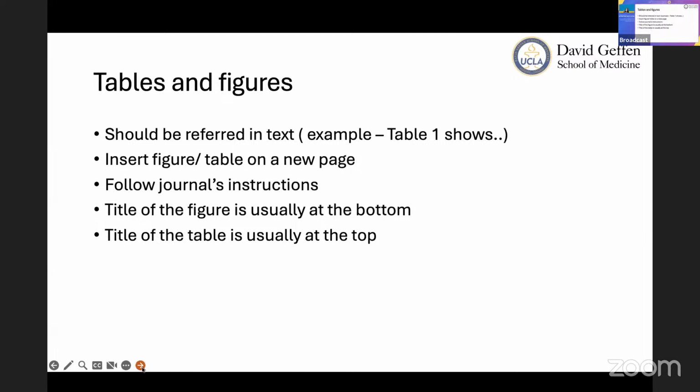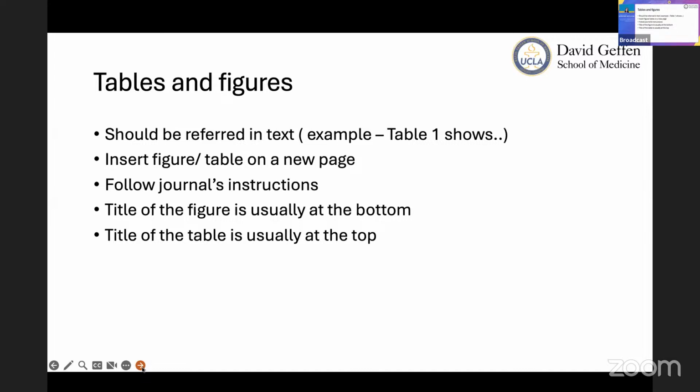Also, when you actually insert a table, it should be referenced in the main text. So in the results section, you would say "Table 1 shows," and then reference Table 1. And always insert tables and pictures into a new page. Don't make it flooded into a previous page. And again, follow the journal's instructions.